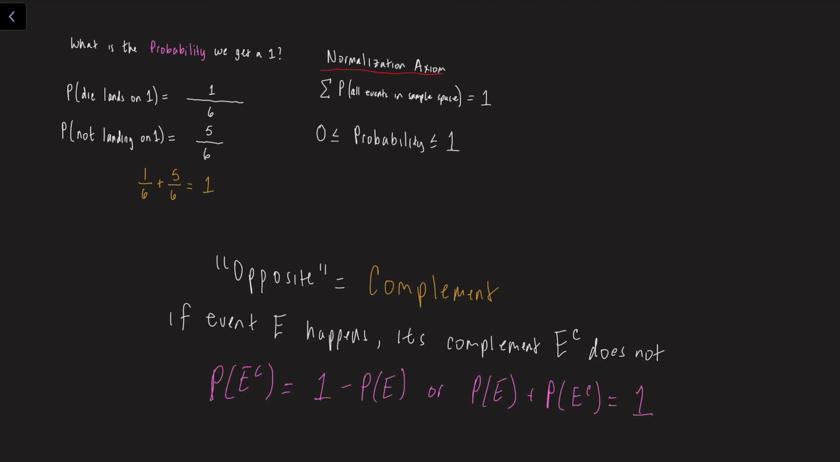The opposite that we computed in our earlier example has a name. The opposite of an event is called its complement. If event E happens, its complement does not happen. A complement's probability is always 1 minus the probability of an event. Equivalently, we get that the probability of an event plus the probability of an event's complement equals 1, which again makes sense. Think about it. For any given event, it must occur or not occur with 100% certainty.